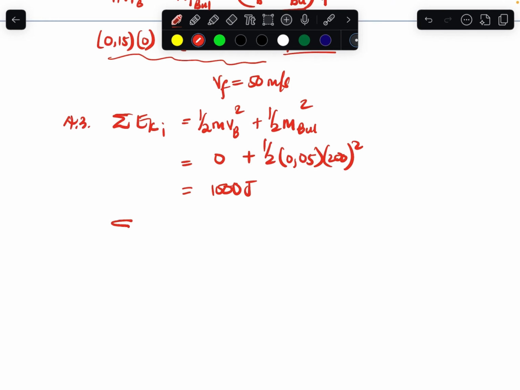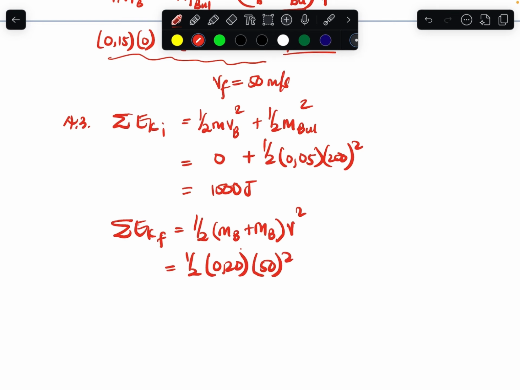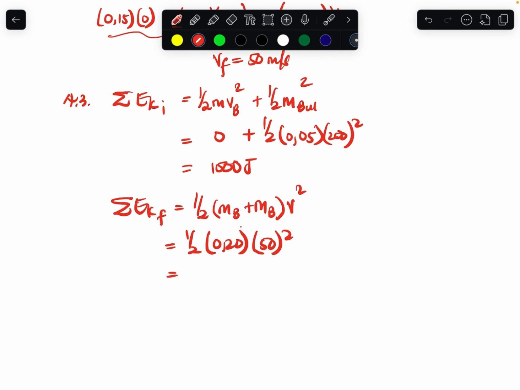And then we're going to calculate the total kinetic energy after. We substitute the mass now; it's combined, the mass of the block plus the mass of the bullet. You can combine the two now in this case. So let's get the mass: we calculated it's 0.20, and the final velocity we got was 50. So it's going to be 250 joules.